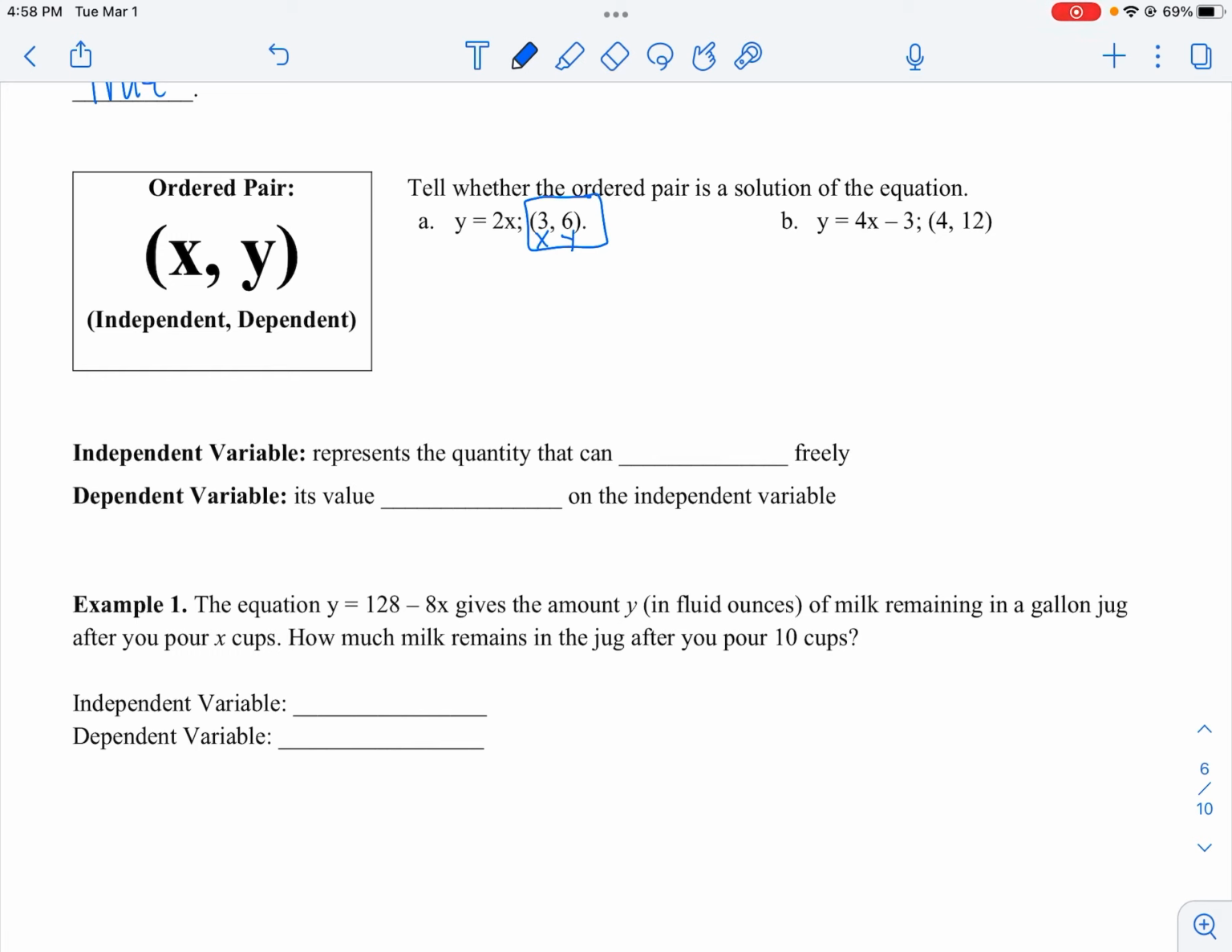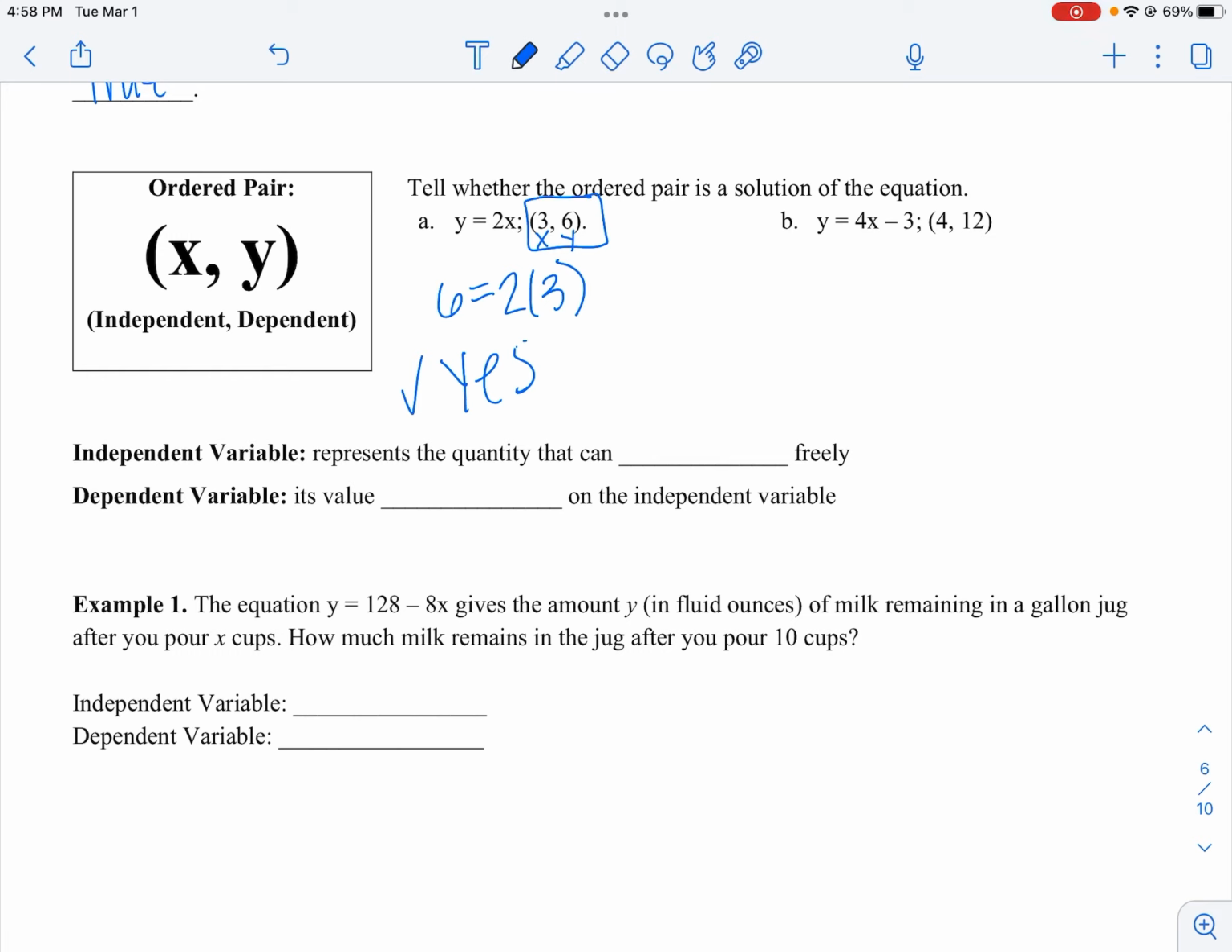Our y is 6. So we're going to have 6 equals, keep the 2, and then what is our x? Our x is 3. So we get 6 equals 2 times 3. Well, 2 times 3 is 6, so that's correct. So I'm going to put a check mark and I'm going to write yes, because we are telling whether the ordered pair is a solution. So yes, 3 and 6 are a solution of this equation.